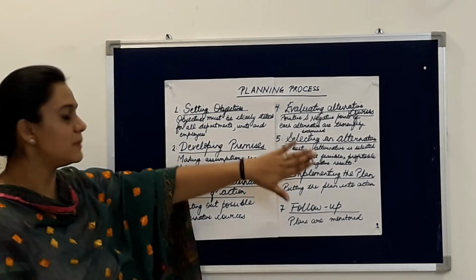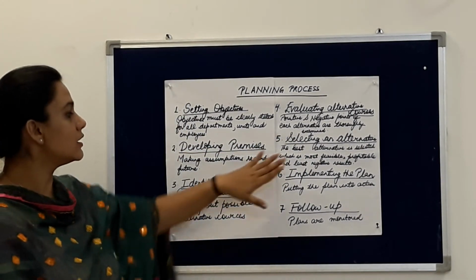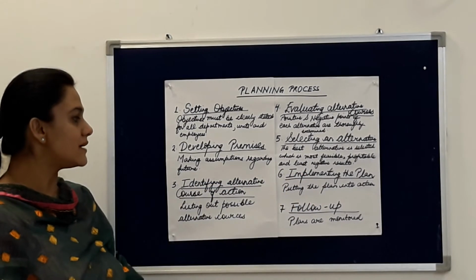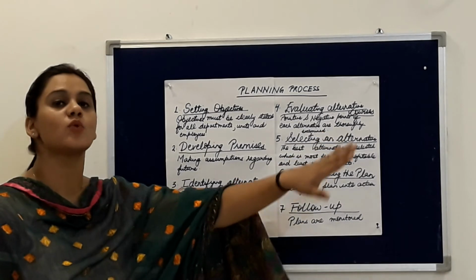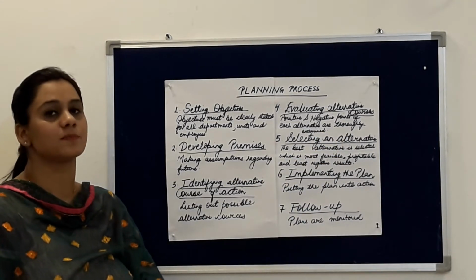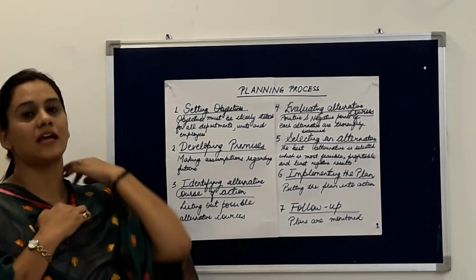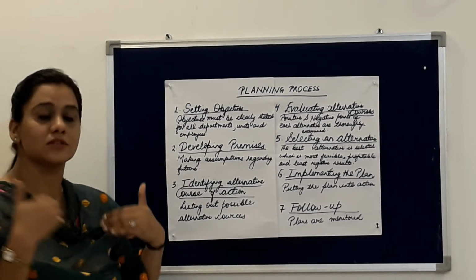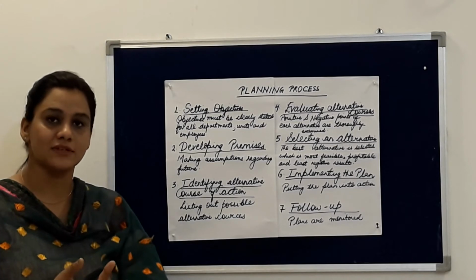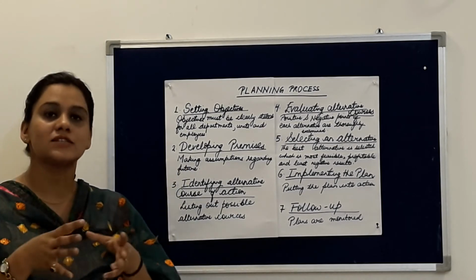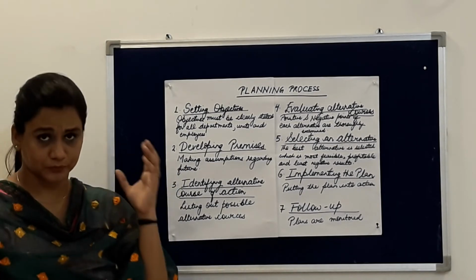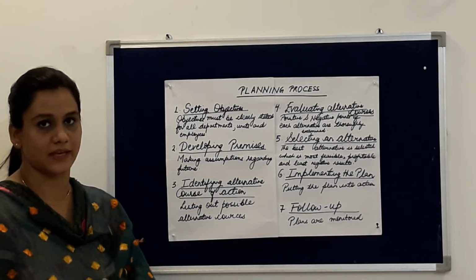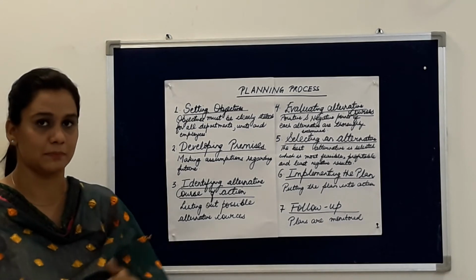Once we have selected, the planning process does not end here. We have to implement the plan. Implementing the plan means putting the plan into action. If suppose we decided that we'll be diversifying in order to achieve the objective of growth, then in order to diversify, we need to arrange all the resources required for the diversification. So basically we'll be implementing the plan.